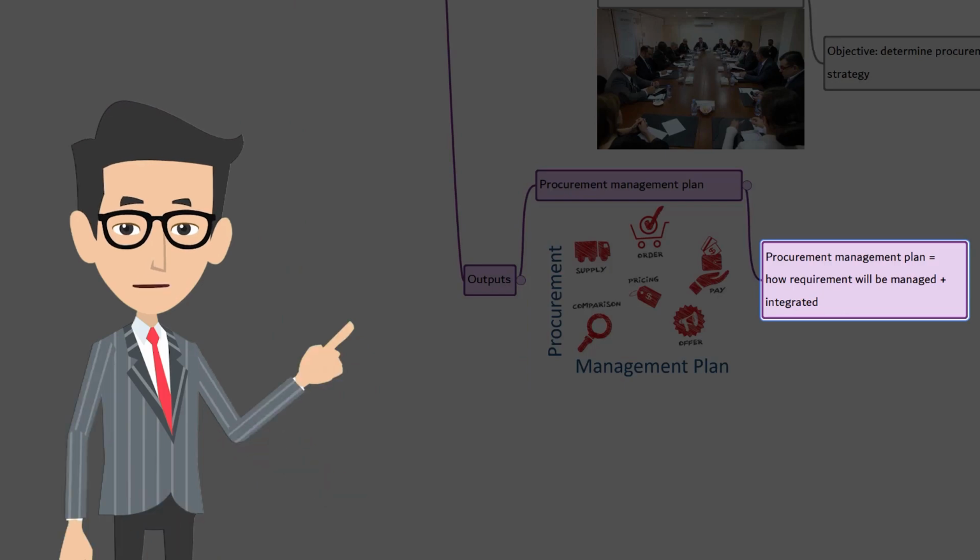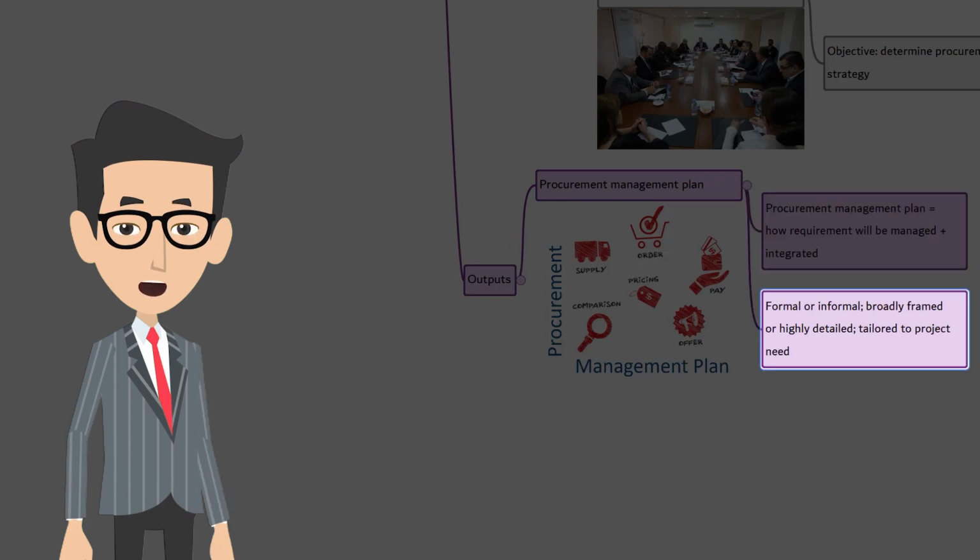We already discussed that the procurement management plan documents how procurements will be planned, executed, controlled, and integrated with other project-related work and the stakeholders involved in the procurement process. A procurement management plan can be formal or informal, can be highly detailed or broadly framed, and very importantly, it's tailored based on the needs of the project.